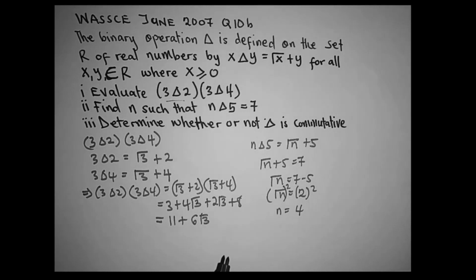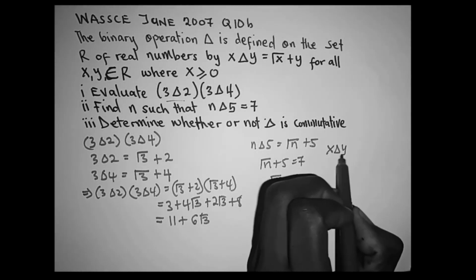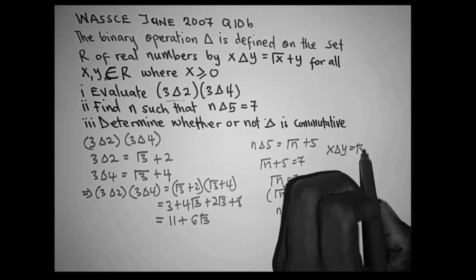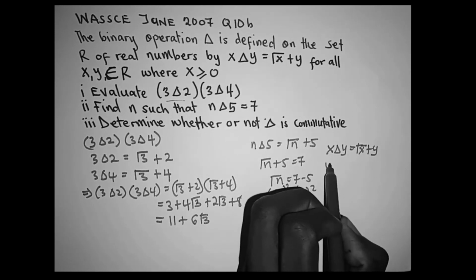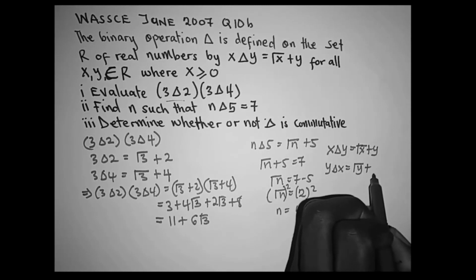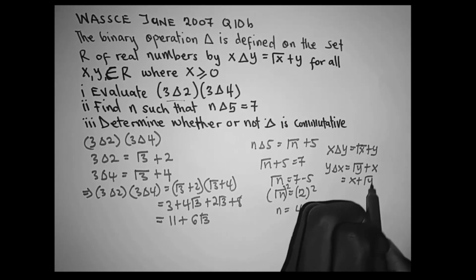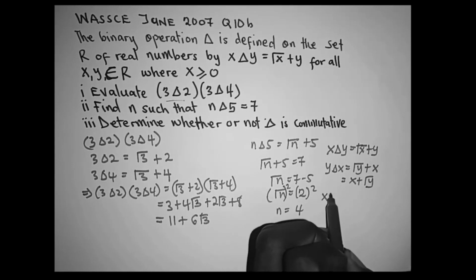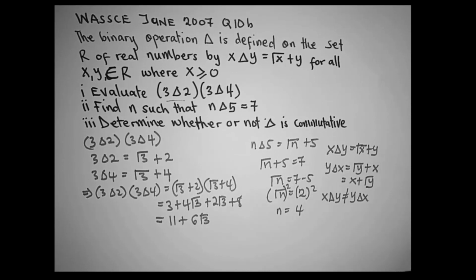Then the last aspect is we are supposed to determine whether or not the operation is commutative. But remember that he said x operation y equals root x plus y. So our job is to find y operation x, and that is equal to root y plus x. So in rearranging, it becomes x plus root y. We can see that x operation y is not equal to y operation x, and therefore this binary operation is not commutative.